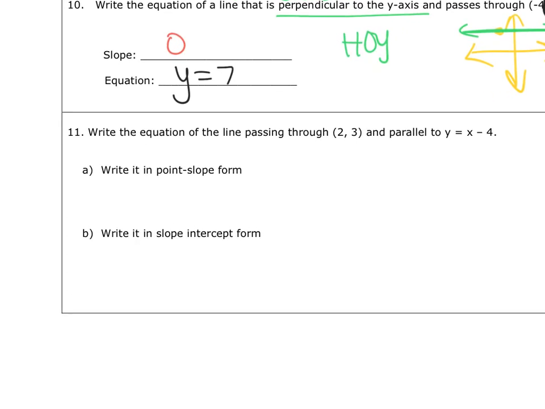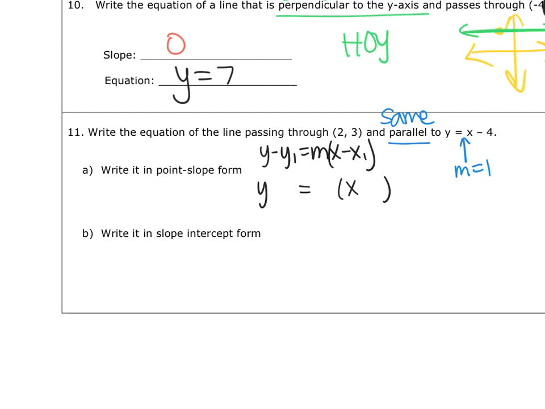Problem 11, they want you to write the equation of a line going through 2, 3 parallel to y equals x minus 4. So first thing I need to know, parallel means the same slope. So my slope here is 1. Point slope form looks like this. So in point slope, my point is going to flip the x and the y, so -2, -3. And then my slope stays the same of 1.